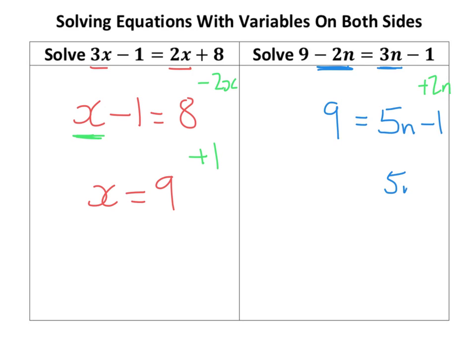So 5n has got to be equal to 10, right? Again, if I'm showing my working, I'm going to be adding 1 to both sides, and then if 5n's are 10, 1n has got to be 2. Again, if I'm showing my workings, I'm dividing by 5.